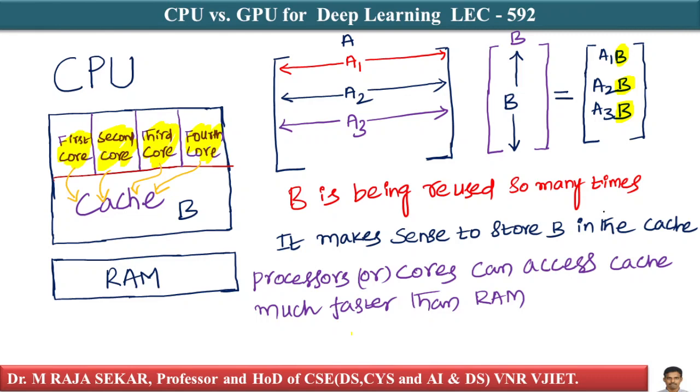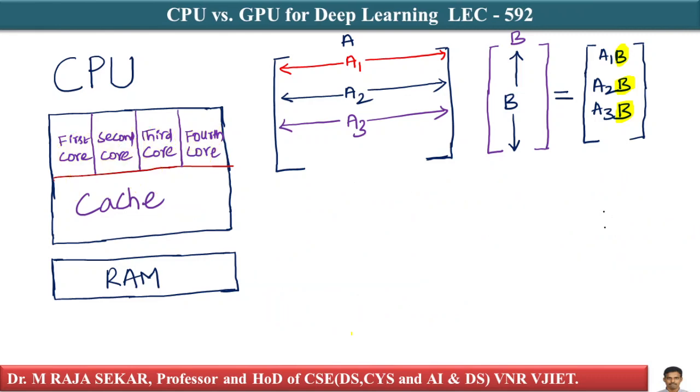This is your simple CPU, and it can process 4 parallel tasks. On core 1, I am multiplying A1 and B. On core 2, you could run A2 multiplied with B. On core 3, you could run A3 into B, and on the fourth core, I can multiply A4 and B. Once these are done, you can multiply A5B, A6B, A7B, A8B. You can do it parallelly, and your B is stored in cache.